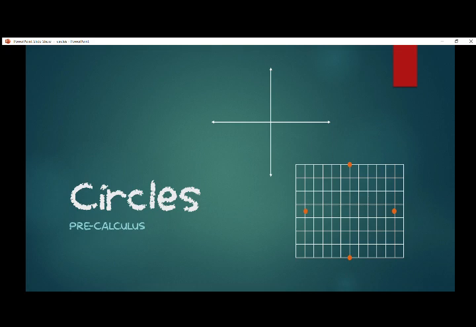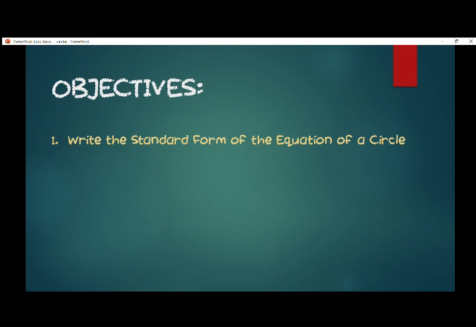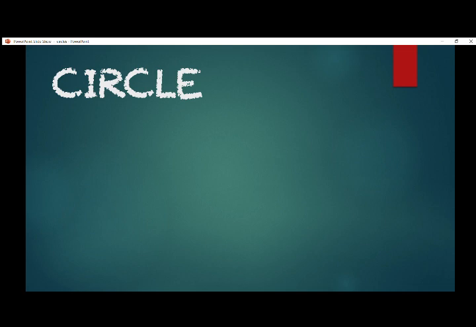So today, ang i-discuss ko is one of the conic sections, which is the circles. So objectives, tuturuan ko kayo how to write or to find the standard form of the equation of a circle. Graph a circle. Work with the general form of the equation of a circle. Then let us have a brief introduction about our topic.